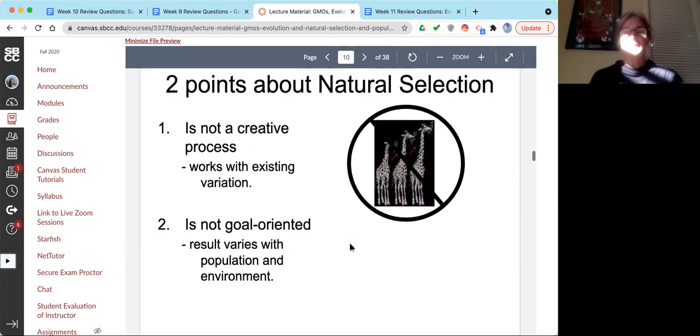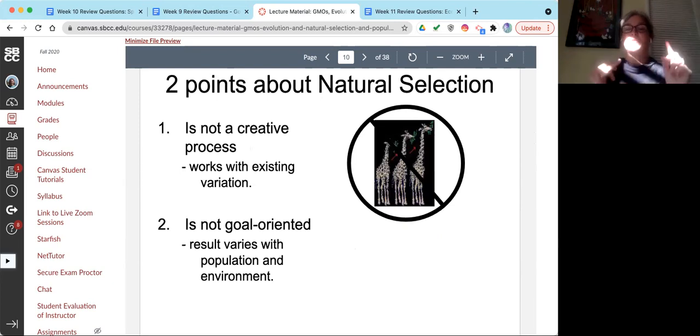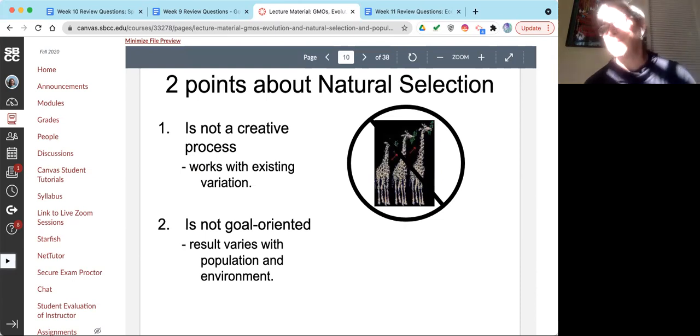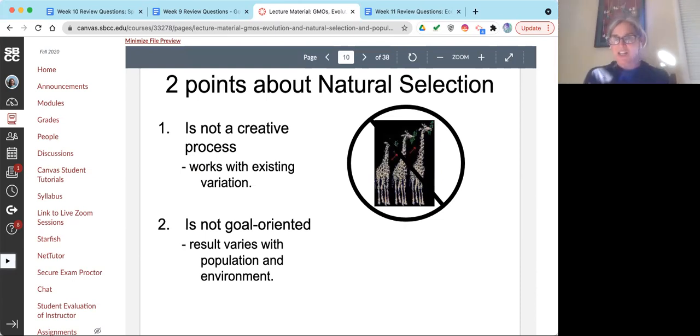Oh, these are really important points about natural selection. Do not forget these. It is not a creative process. You do not get new traits arising because of natural selection. It only works with what's already existing in the population. So there's not going to be a magical trait appearing just because that would be good in the population. That's not how natural selection works. It doesn't create new traits. It's also not goal oriented.